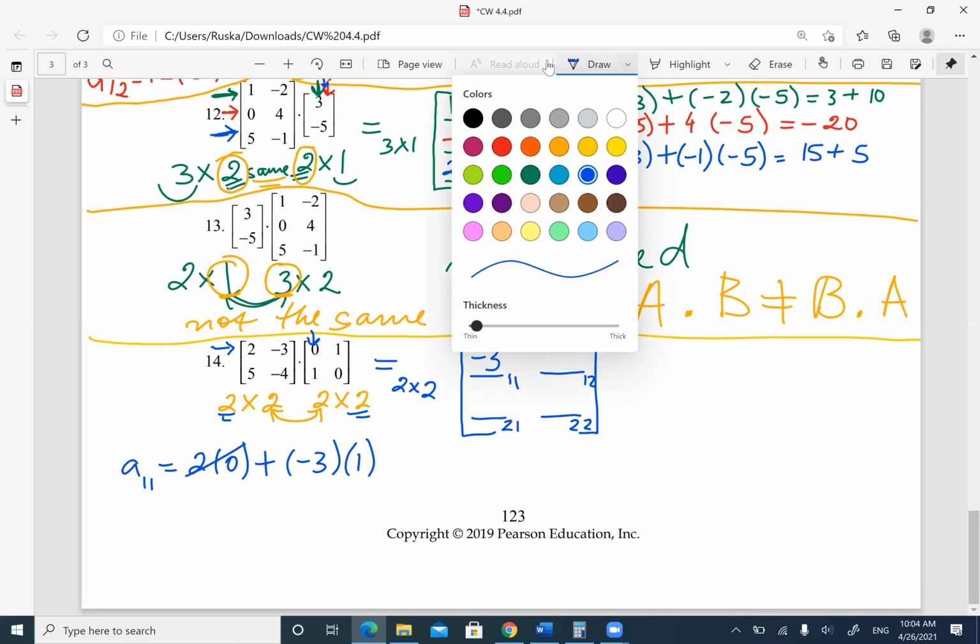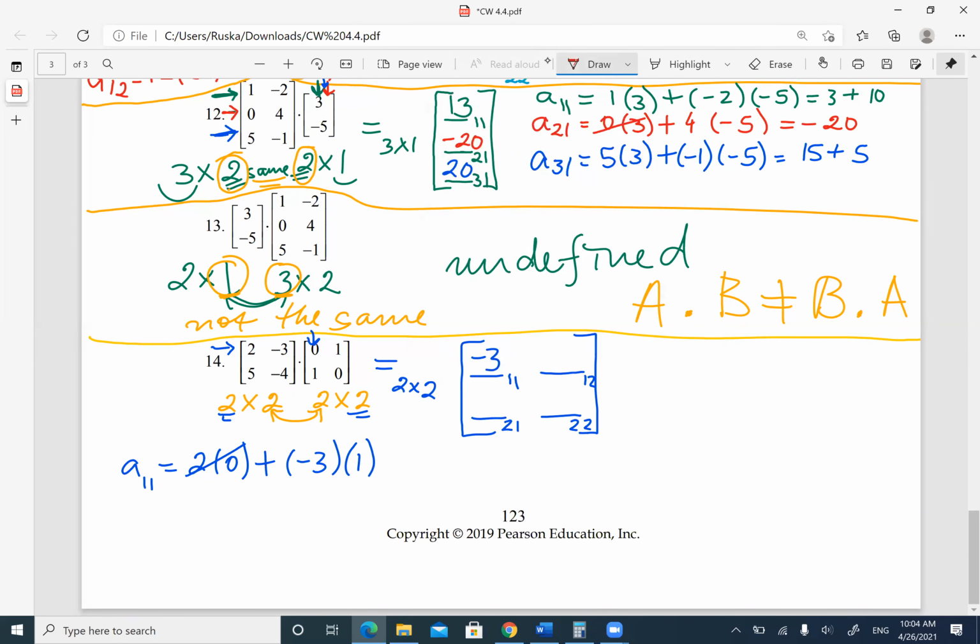Then you go into the next number, which is 2 and 1. I'm sorry, 1 and 2, backwards. 1 and 2 is first row and now second column. So it's going to be 2 times 1 plus negative 3 times 0. So now this is 0. So the answer is 2.